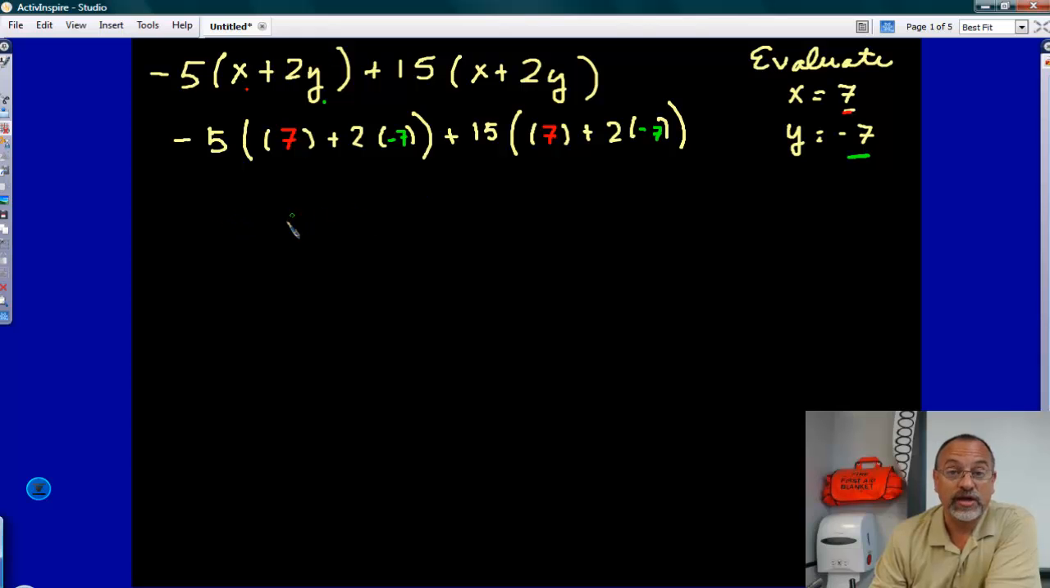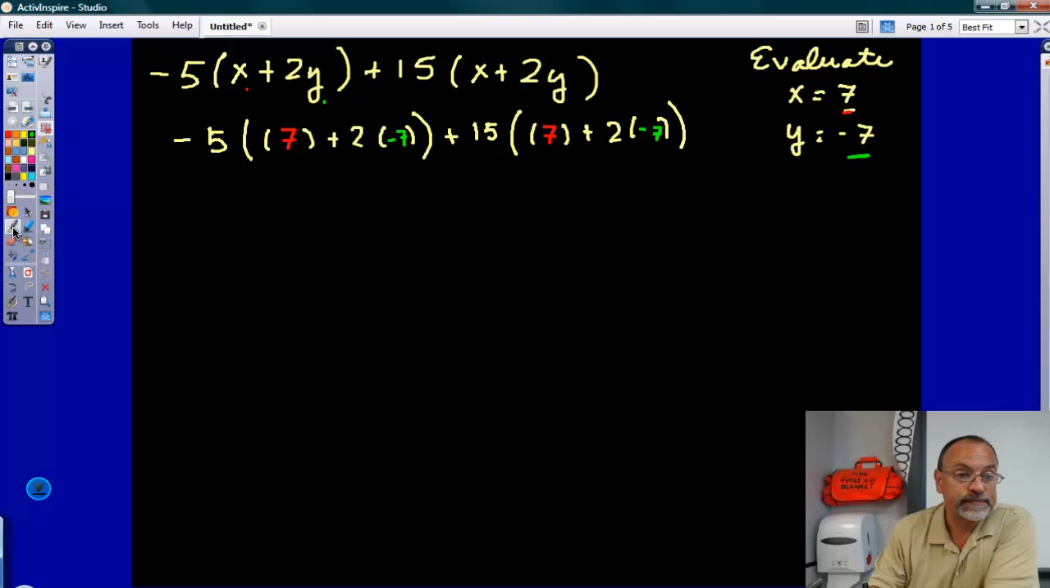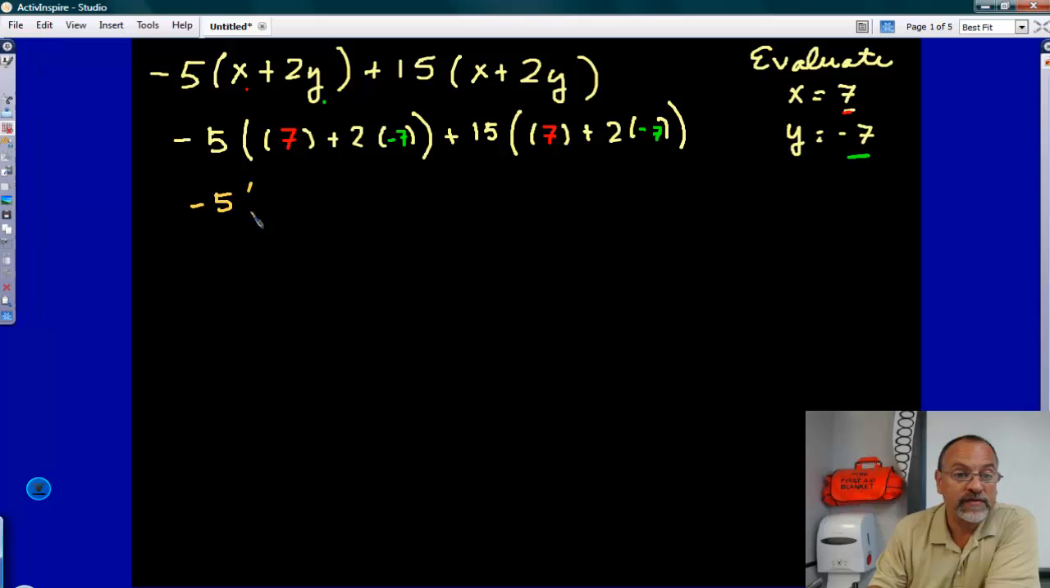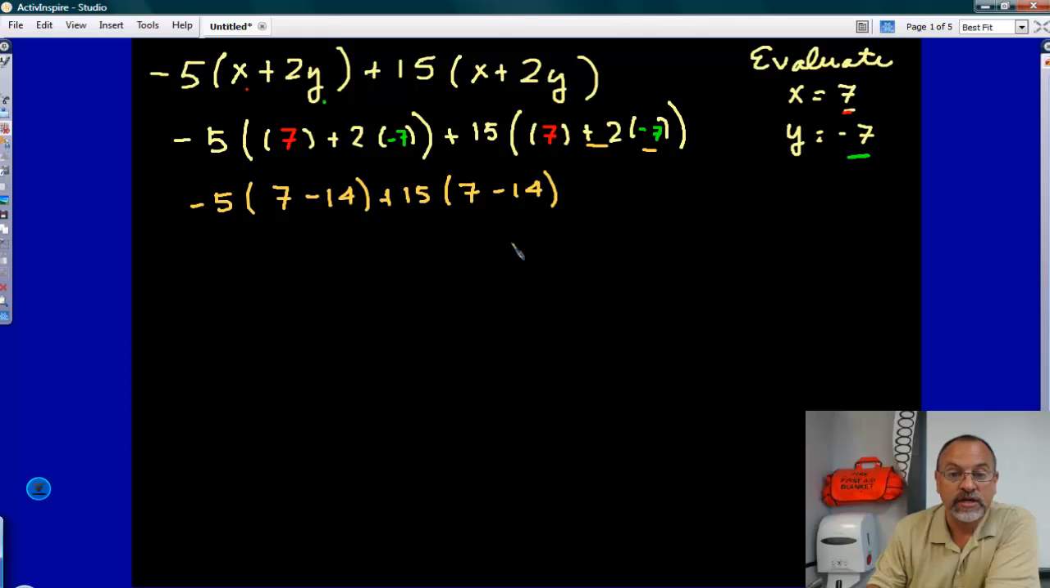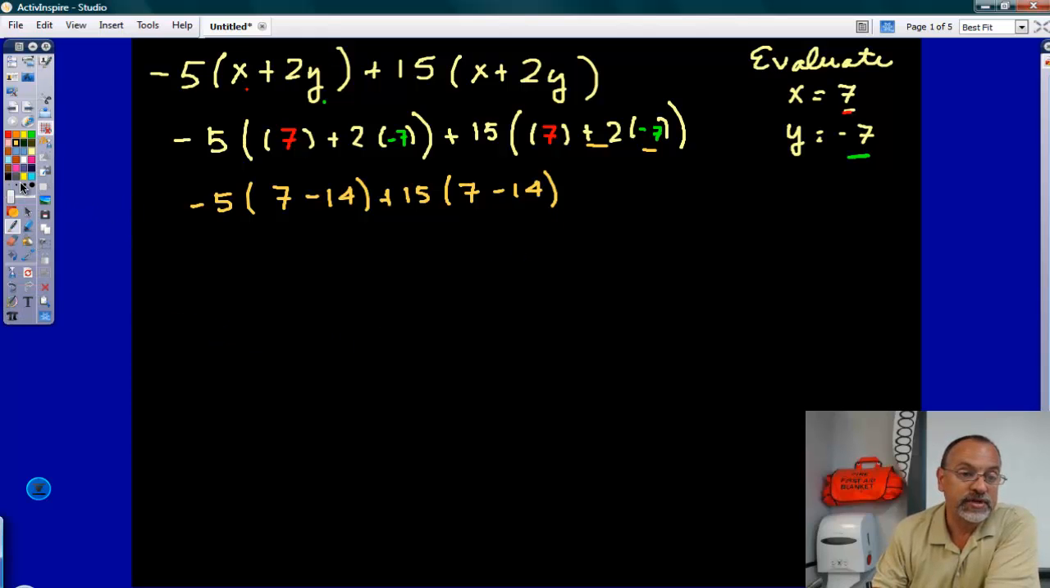Now we go ahead and do the evaluating. Again, we're going to use PEMDAS. We're going to do parentheses first, any exponents, and then we can multiply, divide, add, and subtract. So inside the parentheses here, I have some work. I have -5, then I have this 7, and then I have a +2 times a -7, which is -14. Then 15, and then I have, again, a 7, and then here I have +2 times this -7 is -14. So I did that little distributing inside there.